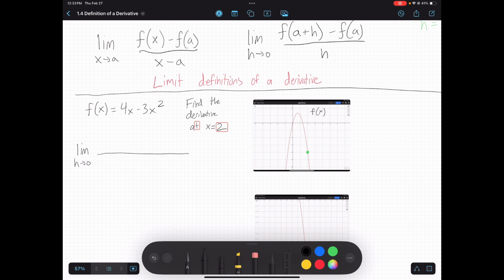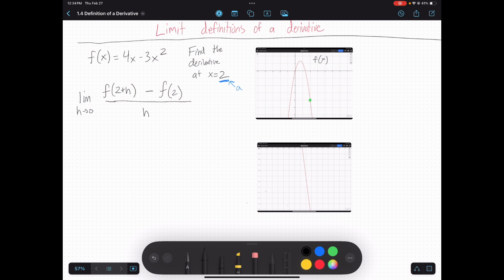well, f of a plus h. What is a in my case? A is the specific x value that I'm looking at. So that means I'm going to do f of 2 plus h minus f of a, which is just f of 2, all over h. F of 2 is simple enough, right?